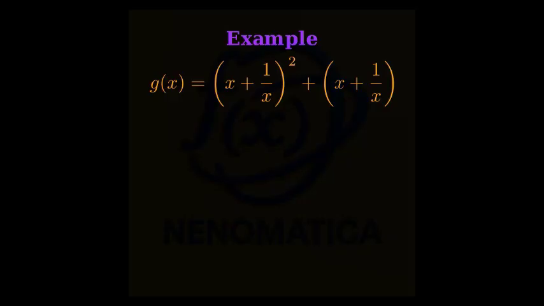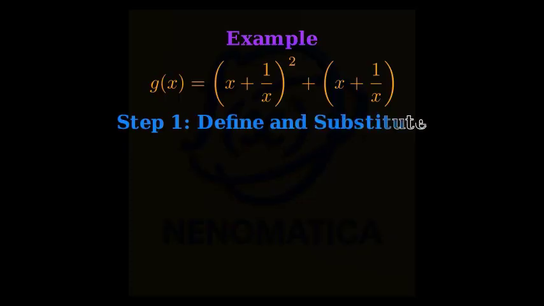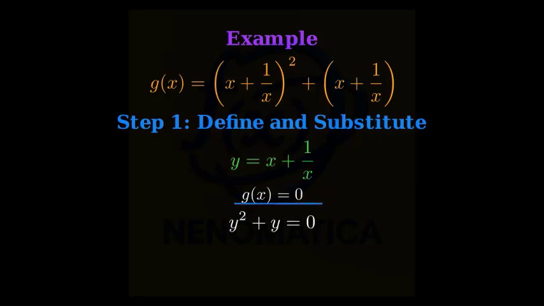Step 1. Define the function and use substitution. Let y equal x plus 1 over x. Then set g of x equal to 0. Substituting y gives a simpler equation in y.